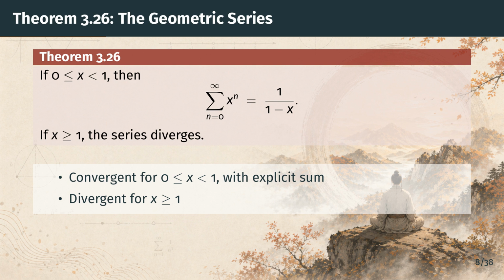Here's the statement. For x between 0 and 1, not including 1, the geometric series converges and its sum is 1 over 1 minus x. For x greater than or equal to 1, the series diverges. Notice the asymmetry of the conclusion. When it converges, we do not just know it converges, we have an exact formula for the limit. That makes the geometric series an especially useful reference for comparison arguments.